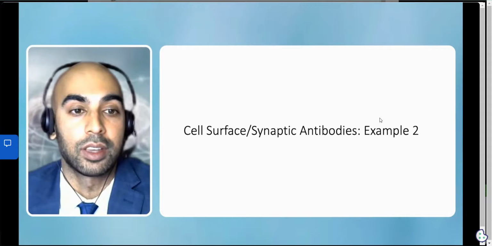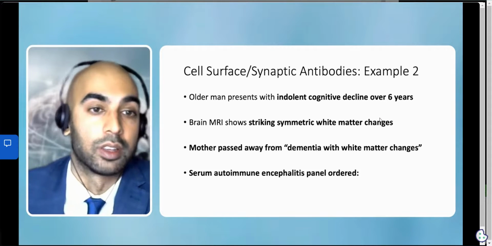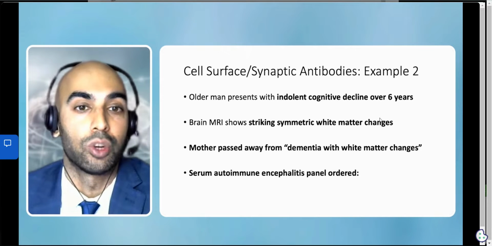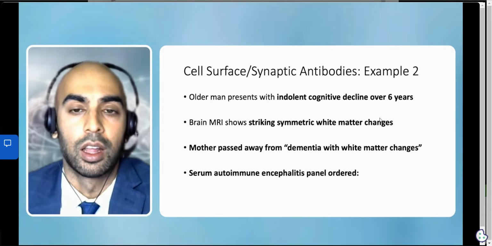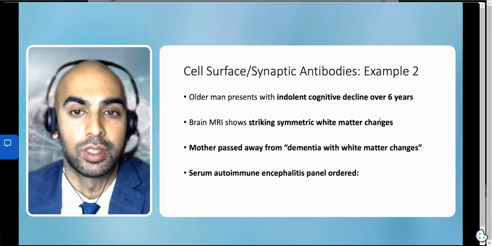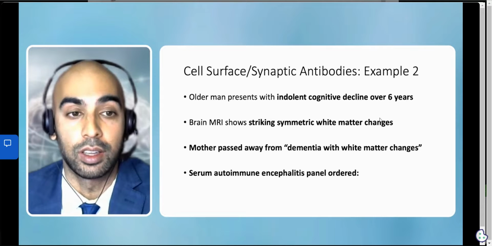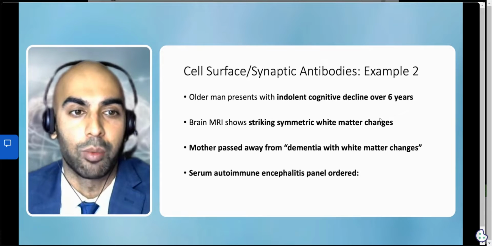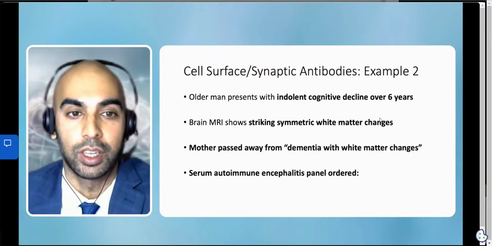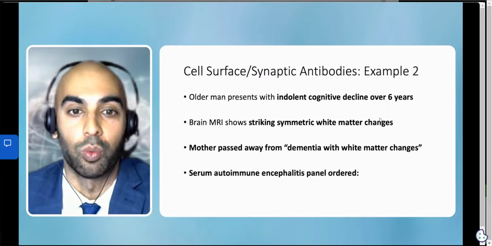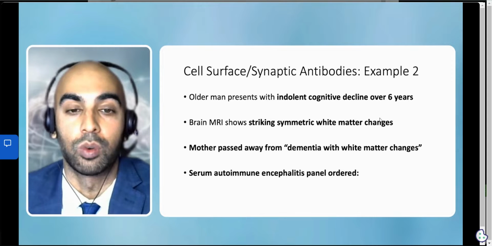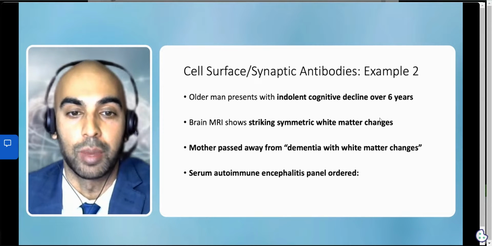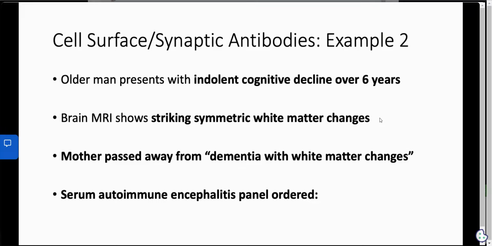Now, as a contrasting example, example 2, this is an older man who presents with indolent cognitive decline over 6 years. So again, less typical for neuroinflammatory disease to present so indolently over multiple years. Brain MRI showed no features to suggest limbic encephalitis, but did show striking, symmetric white matter changes. And his mother, interestingly, passed away from quote-unquote dementia with white matter changes many years ago. He had a serum autoimmune encephalitis panel ordered for progressive dementing illness.